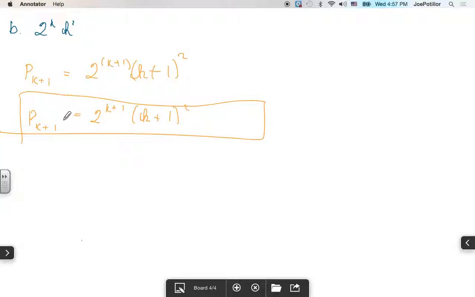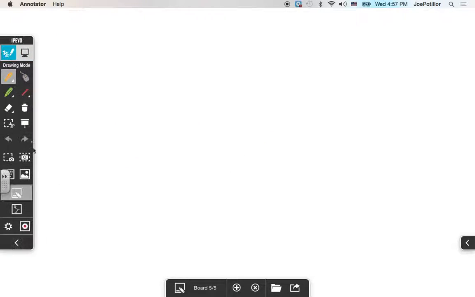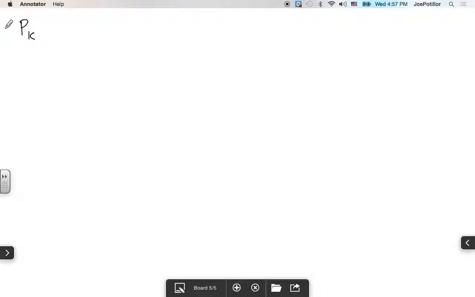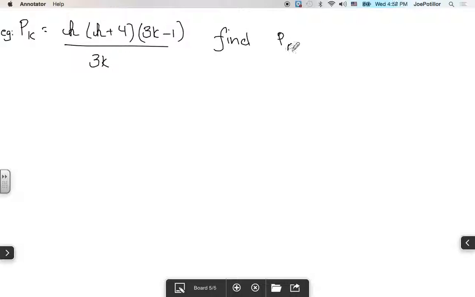Now that we have this idea, let me have you do one on your own without guidance. Then we'll come back and we'll talk about mathematical induction, the formal process of it. Alright, so I'll have you do this example, and then after that we'll come back and we'll talk about mathematical induction.